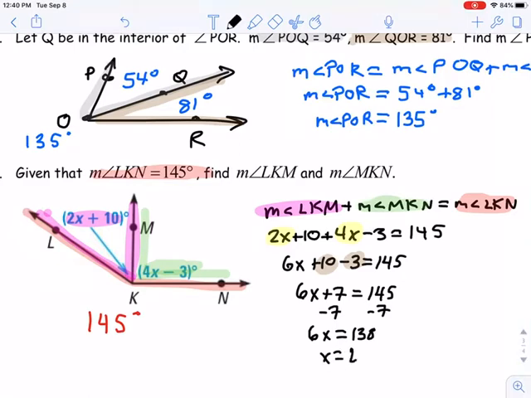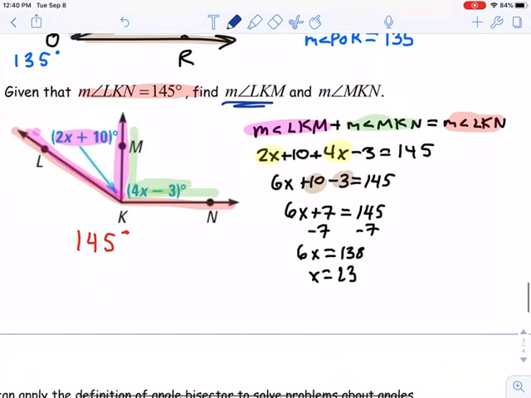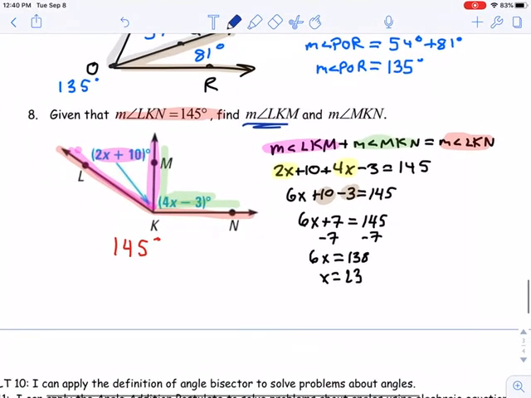It is. Okay, so we found x, and then it told me to find the measure of both of these other angles right here. So what I've got to do is the measure of angle LKM, which is 2 times x, instead of x I'm going to put 23, plus 10, which you guys can use a calculator for, but it's 56 degrees.